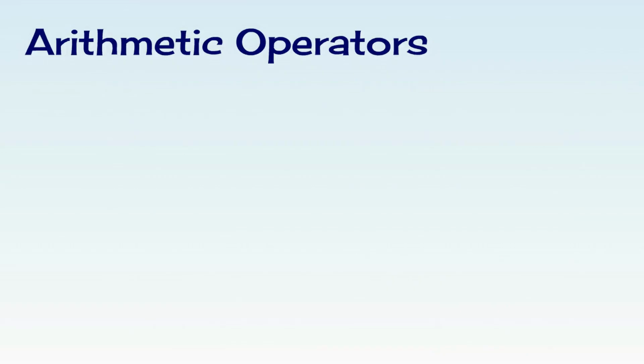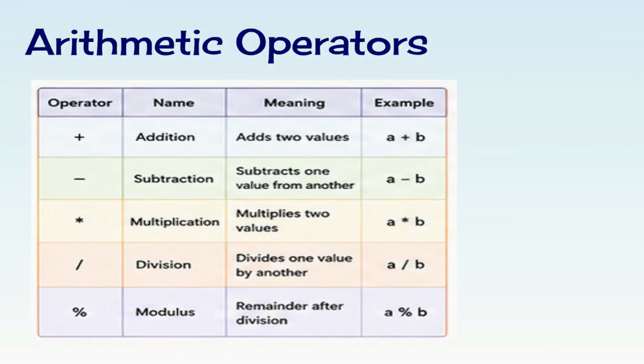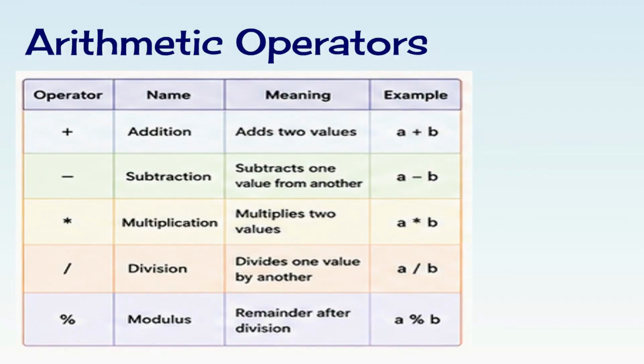Arithmetic operators. Arithmetic operators perform basic mathematical operations. The five arithmetic operators in C++ are addition, subtraction, multiplication, division, and modulus. Let's look at each one. Addition operator. The addition operator uses the plus sign. It adds two values together. For example, 10 plus 5 equals 15.